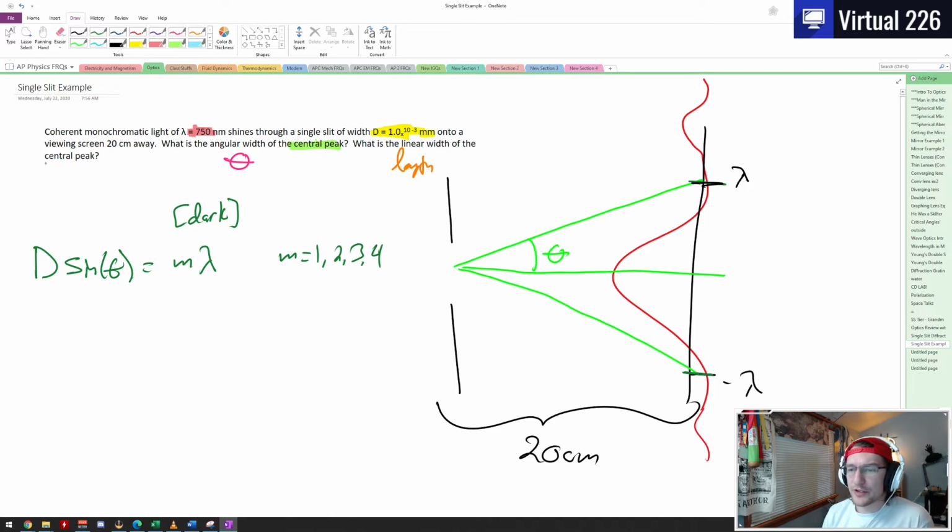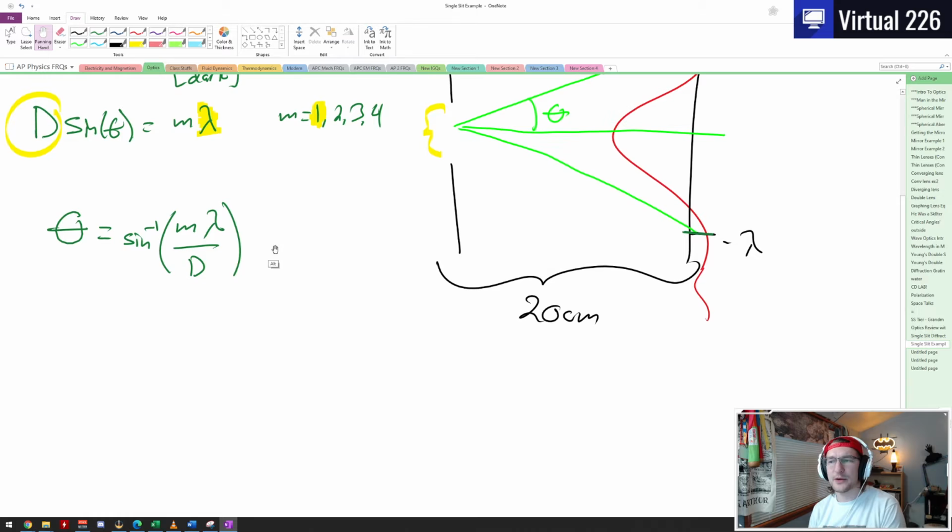If we go ahead and do this, since this is our first dark point, our first dark fringe, we know that m is simply going to equal 1. Remember, these m's are just integer values. We saw that with our double slit. We know a value of lambda here, we're given it, and we know what D is. D is this slit width here. So if we want to find theta, we can say that theta equals m lambda over D, and then we just take the arc sine of each side.